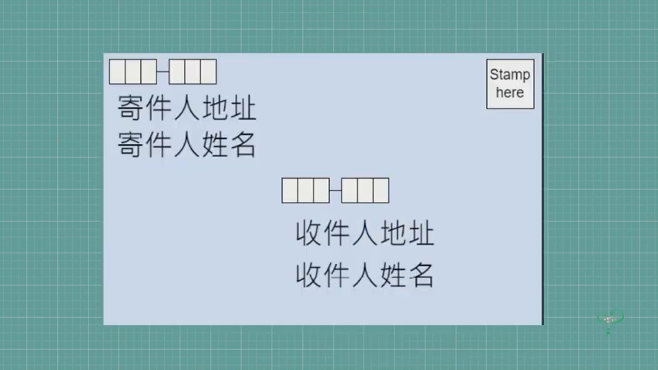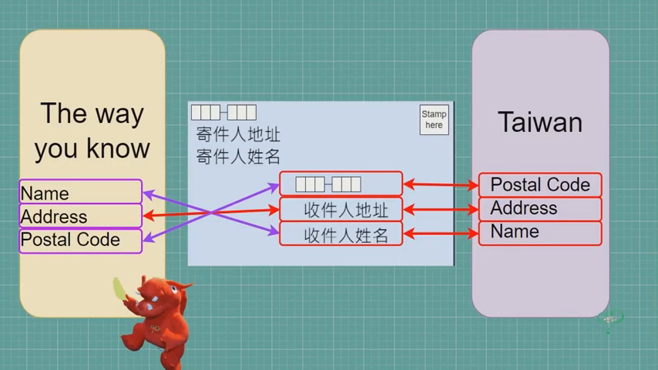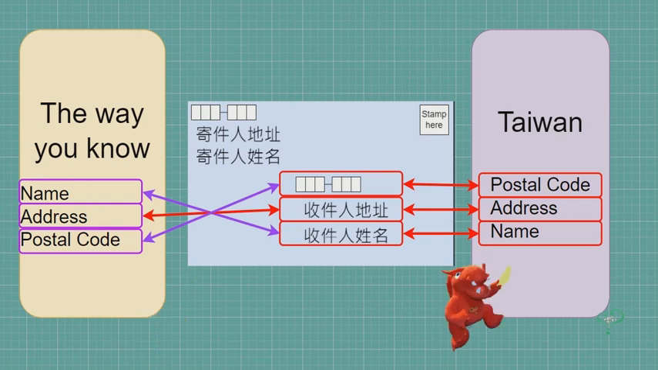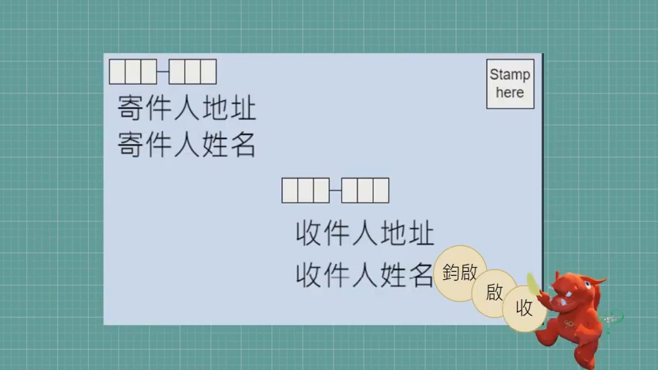Next one, horizontal writing envelope. Think you knew this type of envelope already? No. Horizontal writing envelope in Taiwan have a slight difference. The order is reversed. Your familiar way is the name, address, and the postal code. But in Taiwan, we put the postal code first, then address, and the name will be put at the bottom. Don't forget to put 君起 or 起 or 收 after the receiver's name.